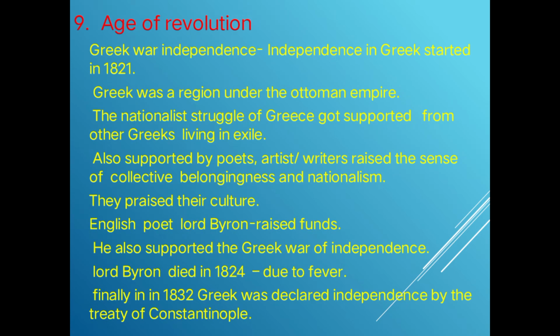The Greek War of Independence, the struggle for independence, started in 1821. It was a region of the Ottoman Empire, ruled by the Turkish Sultan. The nationalists of Greece got support from other Greeks who were living in exile.